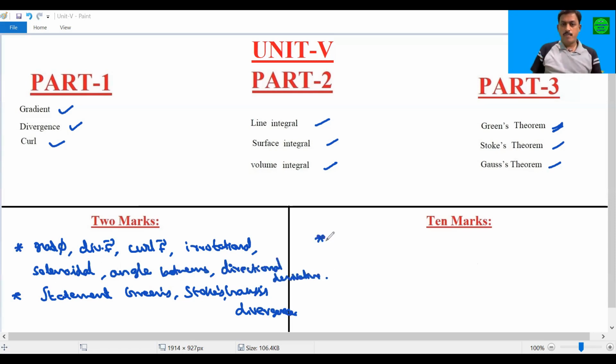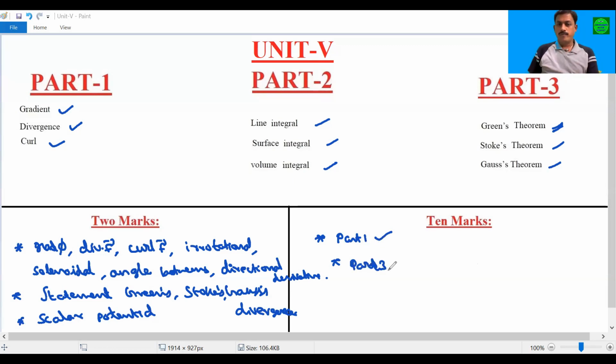If you take 10 marks, they may give it in either part 2 or part 3. If you are lucky, you may get the 10 marks in part 1 also. They may ask sometimes scalar potential also, they may ask in 2 marks. In 10 marks, you may expect from part 1, or very sure that in part 3 we will have a problem. Either it may come under Green's, Stokes, or Gauss's divergence theorem. Concentrate on these concepts, we can easily score 10 marks there.